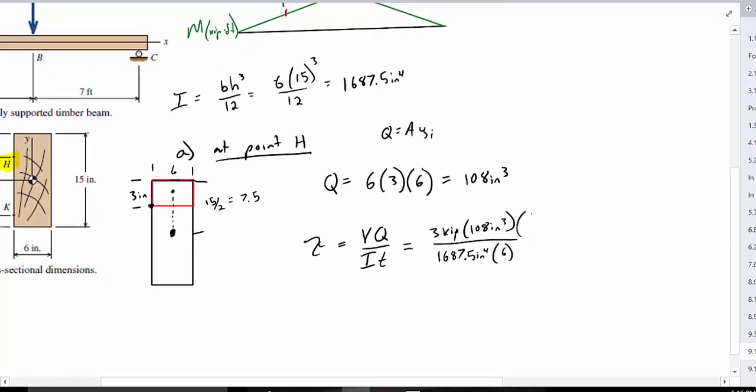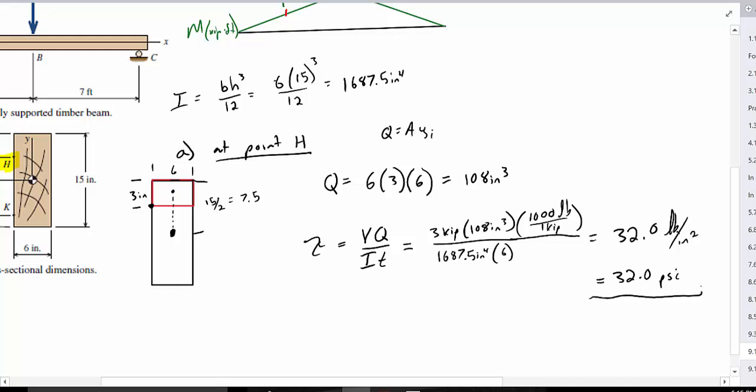So let's multiply this to 1,000 pounds per 1 kip, and that'll look better. Okay, so then we get 32, and we'll just round 0.0 pounds per inches squared, or this will equal just 32.0 psi. And this is for the shear stress at point H. Okay?